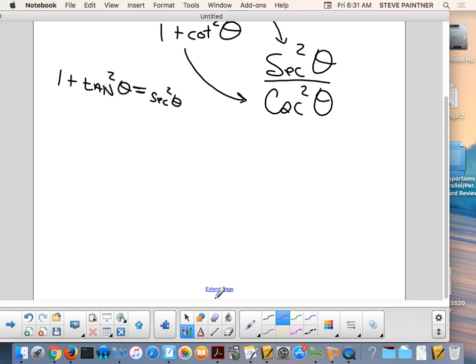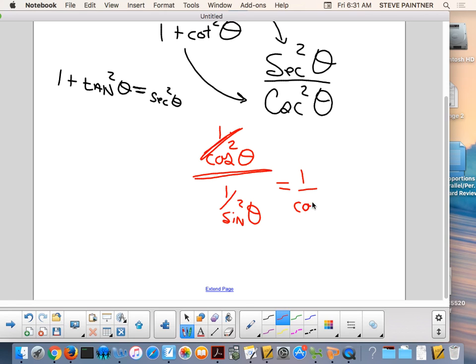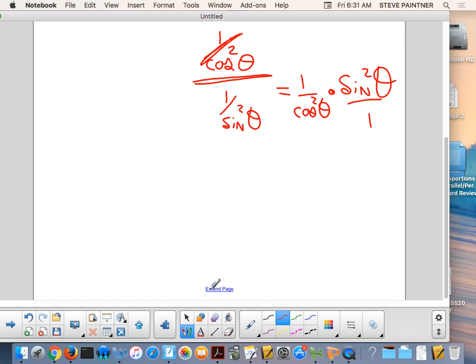So in division, we would take 1 over cosine, which is what secant is, 1 over cosine squared divided by 1 over sine squared. And now, division is really just multiplication. So take 1 over cosine squared times the reciprocal, sine squared over 1. Okay. You would just multiply straight across. It is sine squared over what? Cosine squared, right?